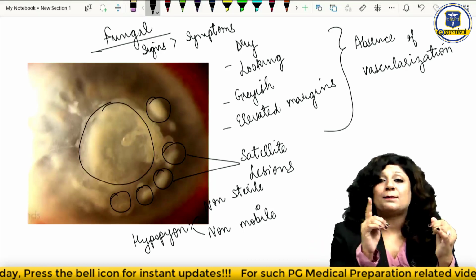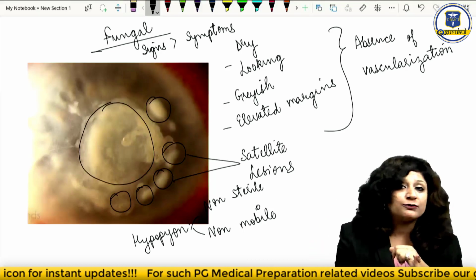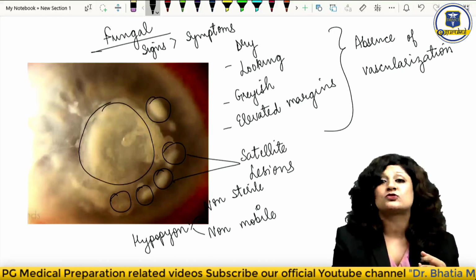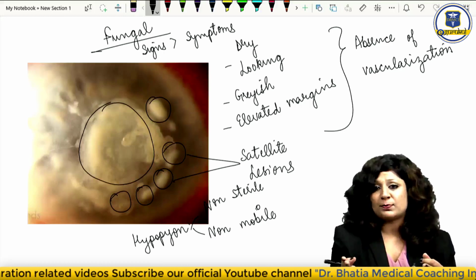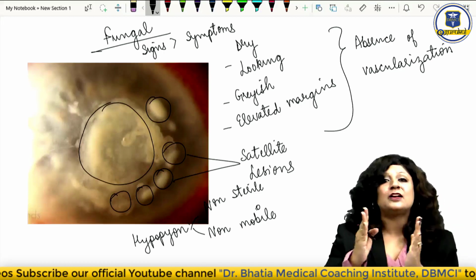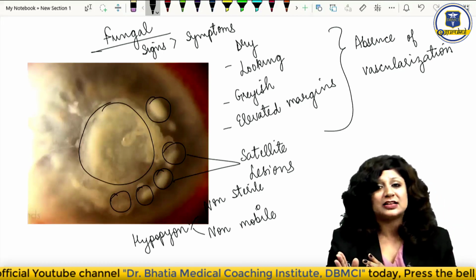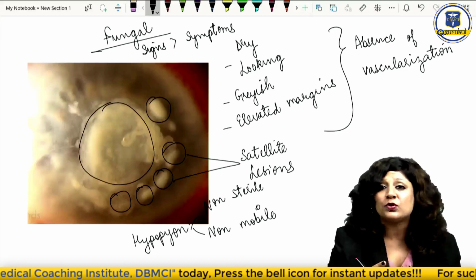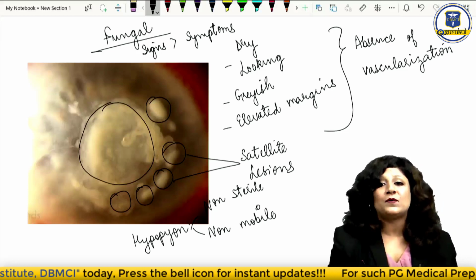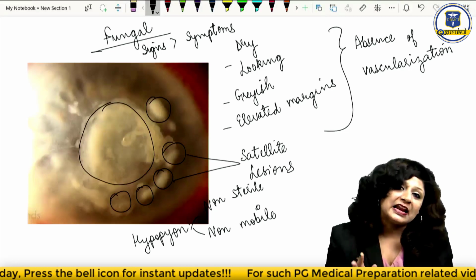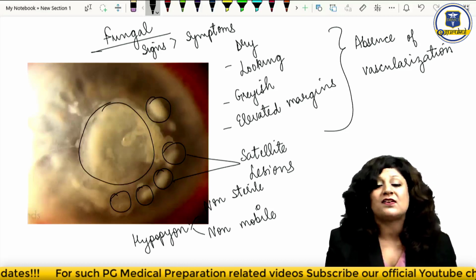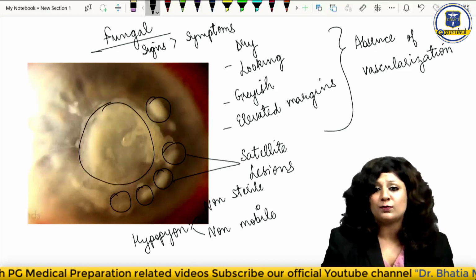Now, bacterial corneal ulcer is always painful. You will get a large ulcer there. You will get a hypopyon, which is always sterile and always mobile. On the other hand, in great contrast is the fungal corneal ulcer, where we have absence of vascularization. It is dry looking, it is grayish with elevated margins. We have multiple satellite lesions also, and this hypopyon is always non-sterile and non-mobile.